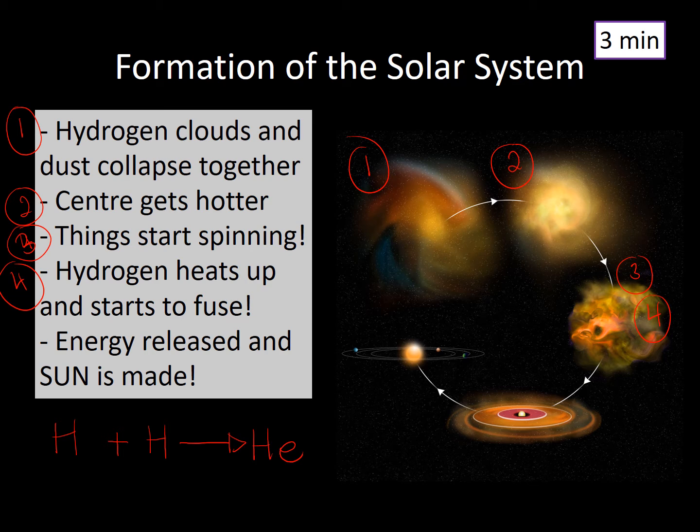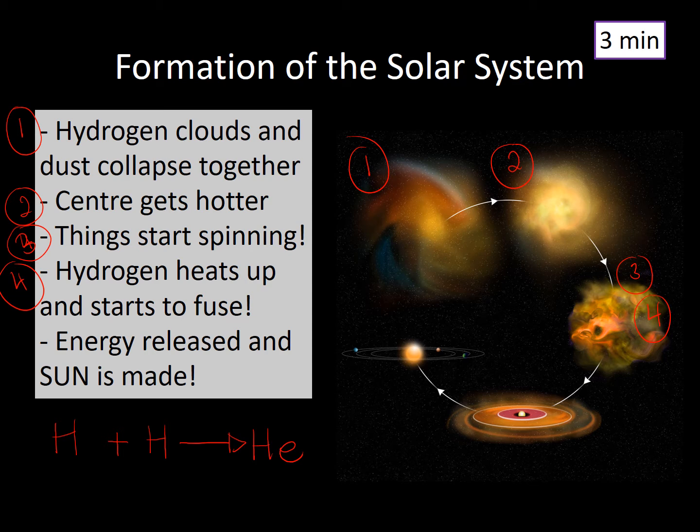The hydrogen clouds and the dust have collapsed together. Gravity has brought them closer together. The center is going to get hotter and hotter and hotter. That is going to start spinning then. It's going to get a lot hotter, and it gets to a point where it's so hot that the hydrogen inside of it is going to join together. It's going to fuse and it's going to make helium.